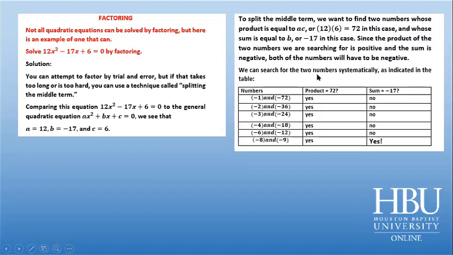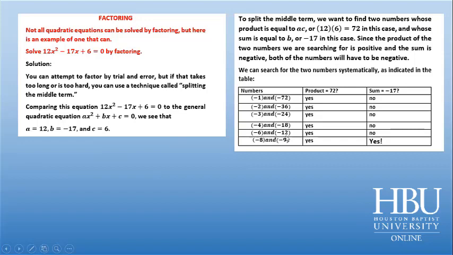We can search for the 2 numbers systematically as indicated in the table. Negative 1 times negative 72 has a product of 72, but the sum would be negative 73, not negative 17, so that doesn't work. Negative 2 times negative 36 has a product of positive 72, but the sum there is negative 38, so that doesn't work. Negative 3 times negative 24 doesn't work. Negative 4 times negative 18 doesn't work. 5 won't go into 72, but 6 will.